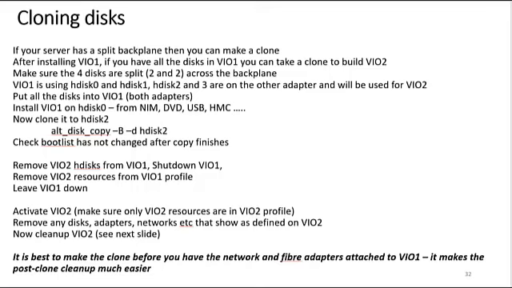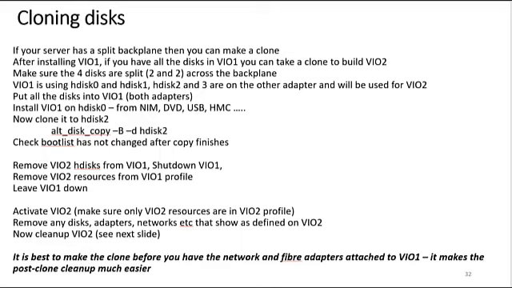Now, if your server has a split backplane, one of your options is to install one VIO server, and then you can clone it to install a second. I don't normally recommend that, but I have had occasions where I've had to do that. Basically, I make sure the disks are split across the backplane and that I assign them all to VIO1. I put all the disks into VIO1 with their adapters.